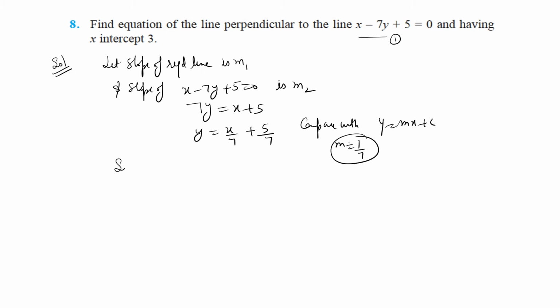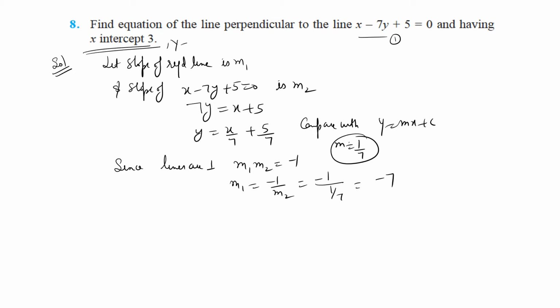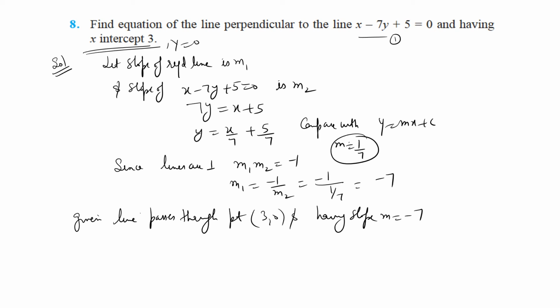Now since the lines are perpendicular, I know that the product m1 into m2 is minus 1. So clearly from here m1 will be minus 1 upon m2, the negative reciprocal. So the slope here is minus 1 upon 1 by 7, and that is minus 7. Okay, now the x-intercept is 3. So that means I should take y as 0. So given that the line passes through the point (3, 0) and has slope minus 7. Okay, so this is x1, y1.